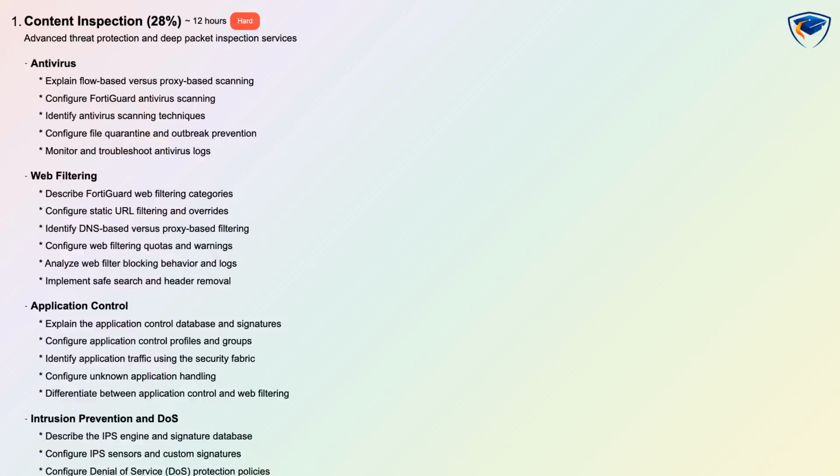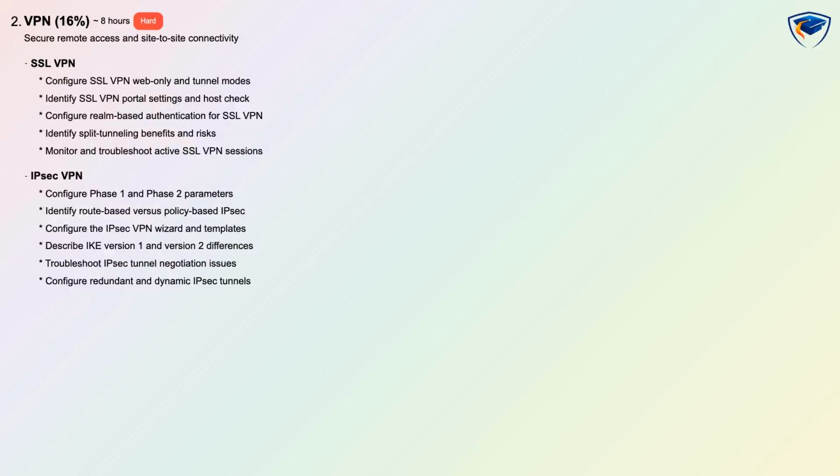The web filtering section covers FortiGuard categories, static URL filtering, DNS versus proxy filtering, quotas and safe search, and how to analyze web filter logs, application control, IPS and DoS protection, and SSL/SSH inspection. Complete this domain with topics like application signatures, IPS sensors and custom rules, DoS thresholds, certificate-based inspection, CA management, and troubleshooting SSL handshake failures.